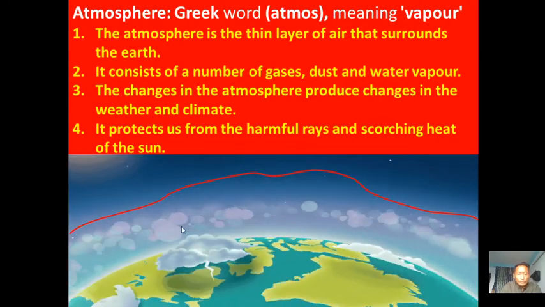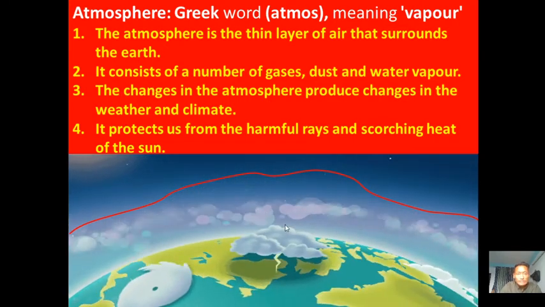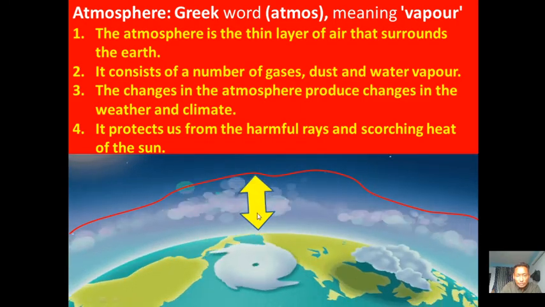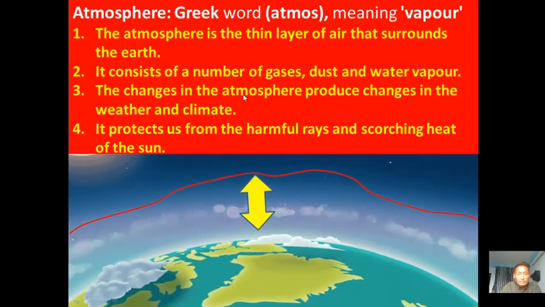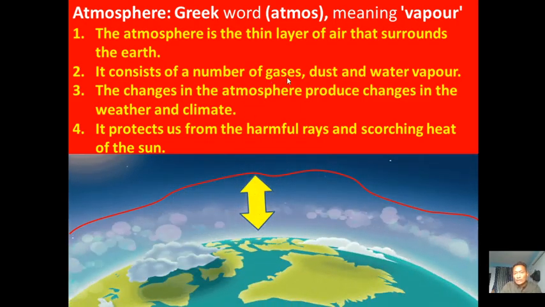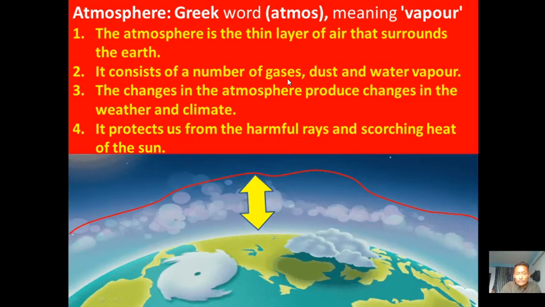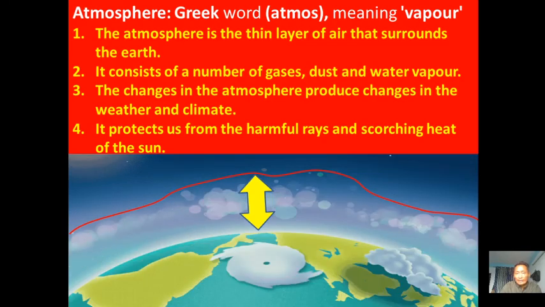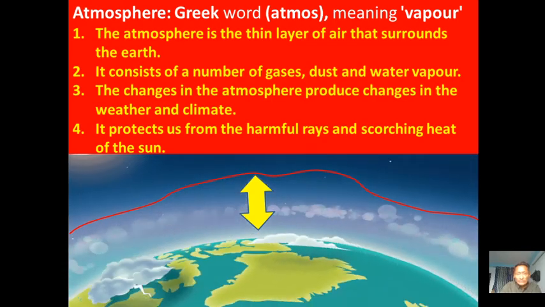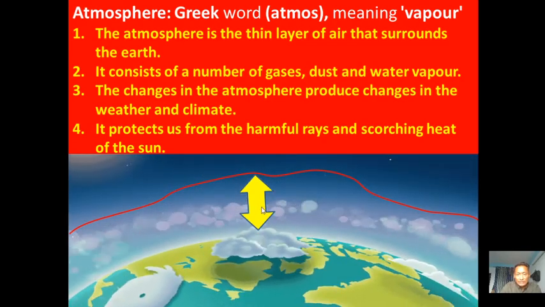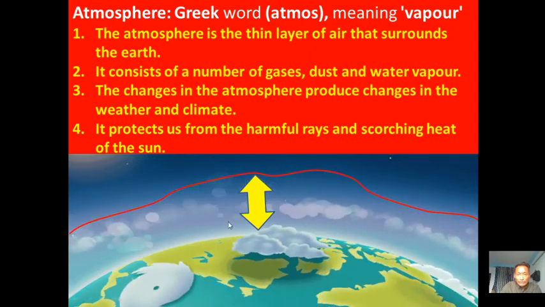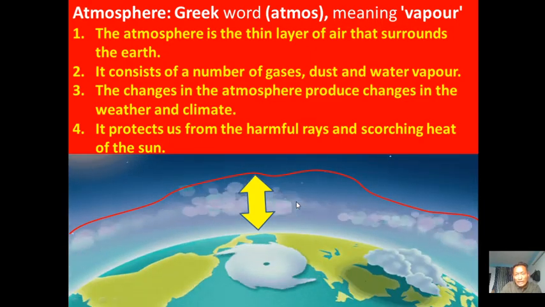This particular atmosphere is a thin layer that consists of different gases such as oxygen, carbon dioxide, carbon monoxide, helium. All these gases are present in the atmosphere. It also has dust.